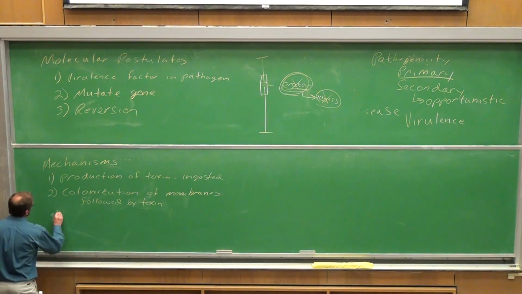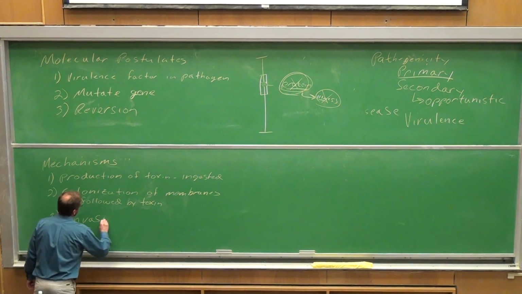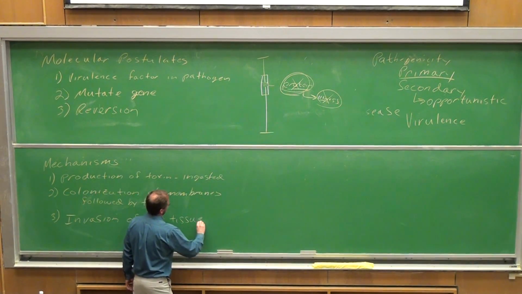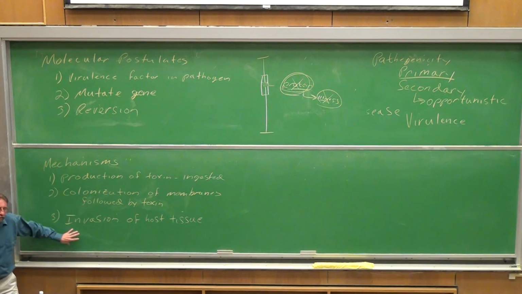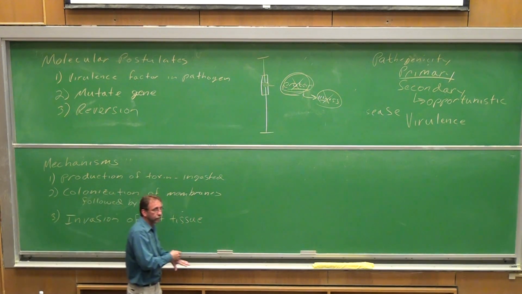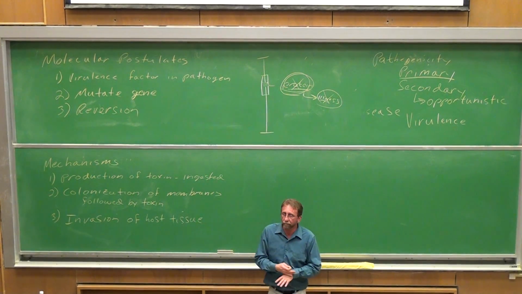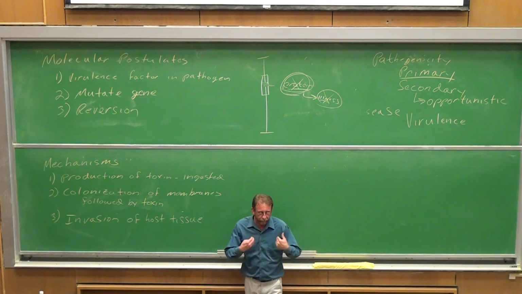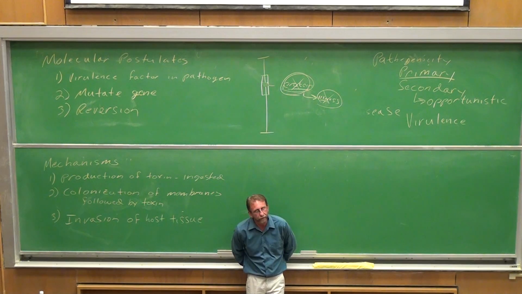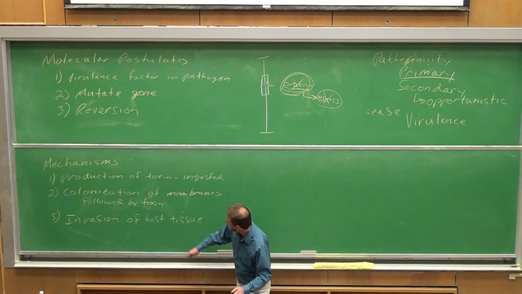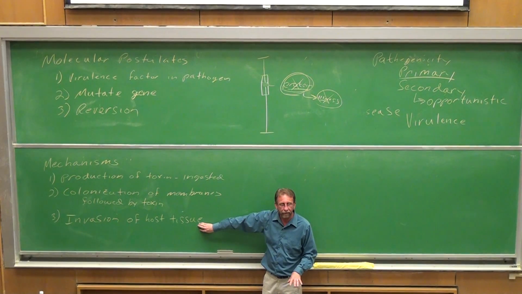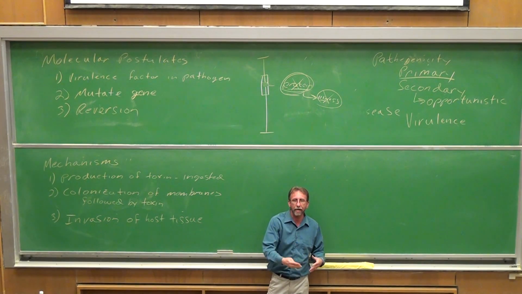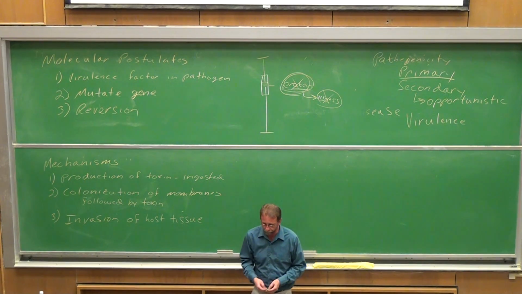Third, invasion of host tissue. So now here, you've got to have either trauma to the skin so that the microbes can get into the tissues, or they've got to be able to penetrate past the mucous membrane. A lot of times these microbes that cause this kind of infection have a vector or have some other way of getting introduced into the tissues.